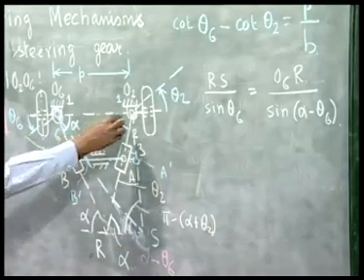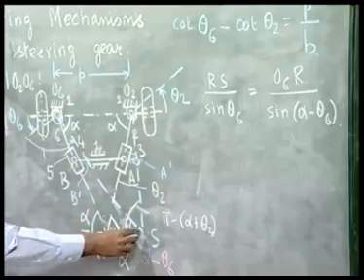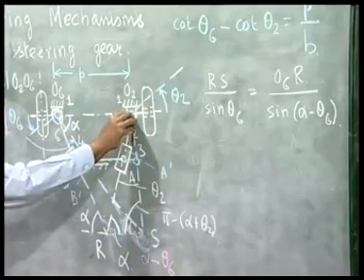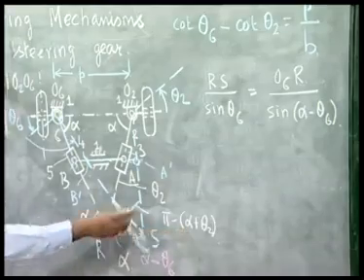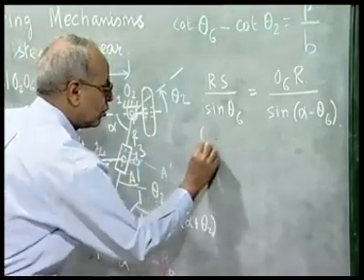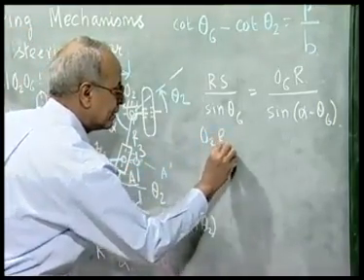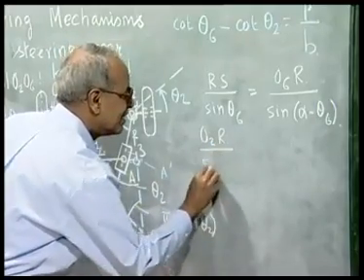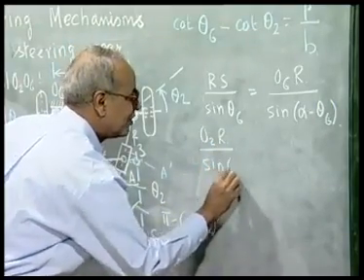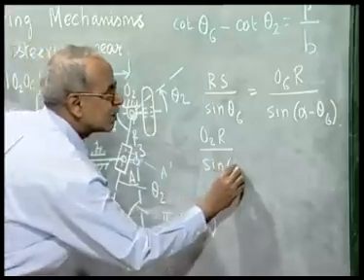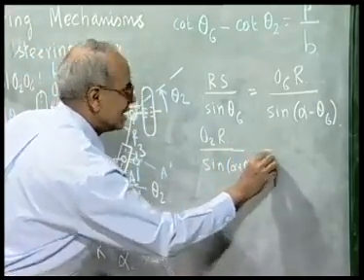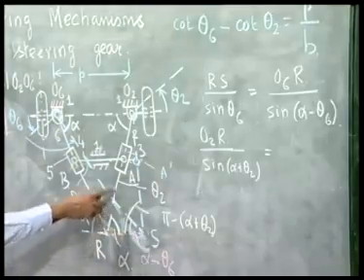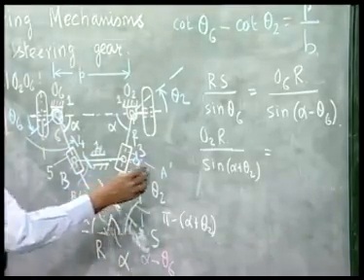Again, we apply the triangle sine law for O2RS, this triangle. So, O2R divided by sine of this angle, which is pi minus alpha plus theta 2, is the same as RS divided by sine of this angle, which is theta 2.